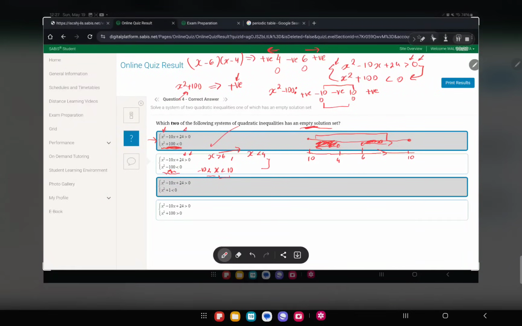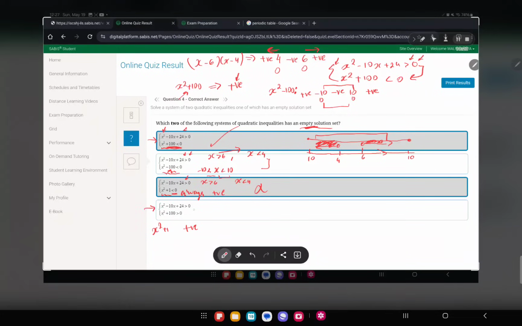Part C. Same thing. This is the same solutions, x greater than 6, x less than 4. So they're asking the same question. But this part, x squared plus 1, can't be factored. Since it has no roots, it's always positive, right? In the question they're saying less than 0. Can it be less than 0? Obviously not. It's always positive.